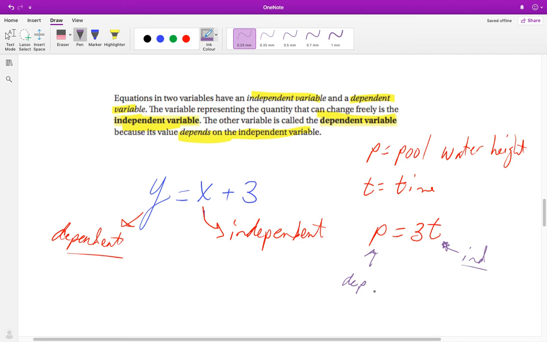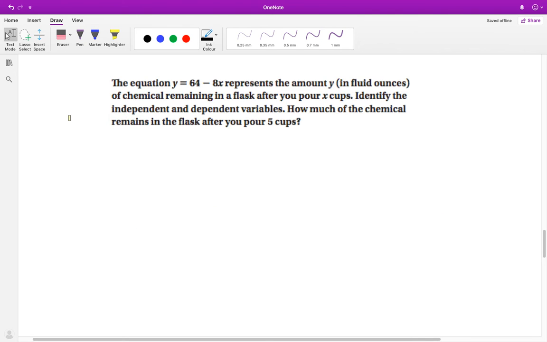Right? So it doesn't always have to be x and y. This is how we will see them the majority of the time. Just know that our independent is the one that can change freely, and our dependent is the one that depends on the other variable. All right, so for this question, just real quick, we'll go through it.